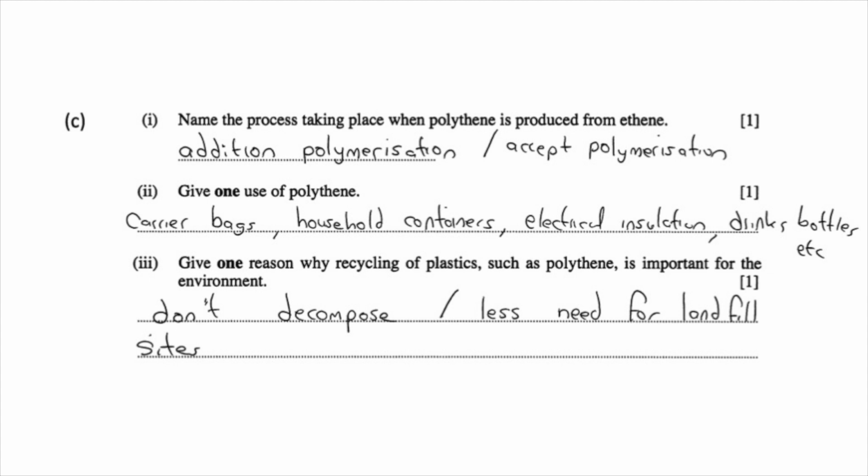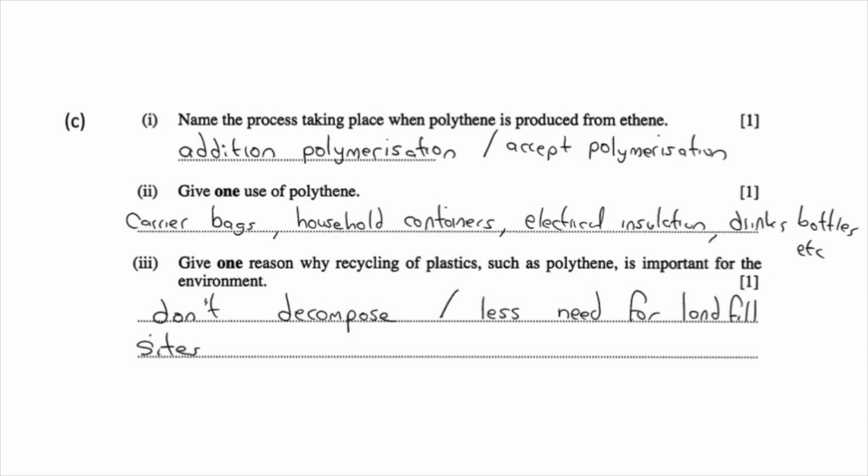So now let's go for the answers to part C. Name the process taking place when polythene is produced from ethene. Now the process is called addition polymerisation, and that's the best answer you could put down. However, the examiner also accepted just polymerisation.